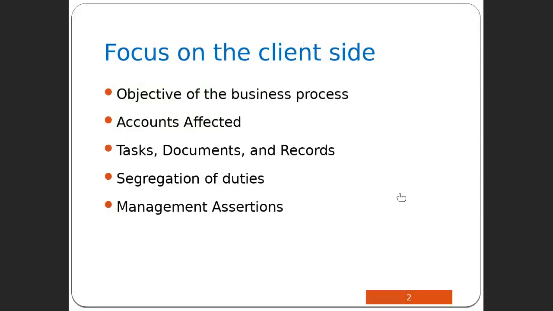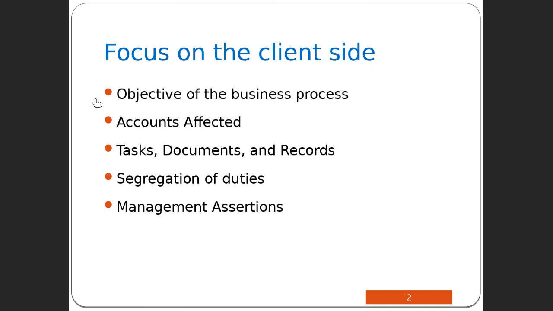We have in each chapter, the 4 chapters that are included in the final exam, chapters 12, 13, 14 and 16, 2 different sides that we study. One is the focus on the client side, and the other one is the focus on the auditor side. So when you study each chapter, know distinctly the difference among the 4 chapters in regards to the objective of the business process.